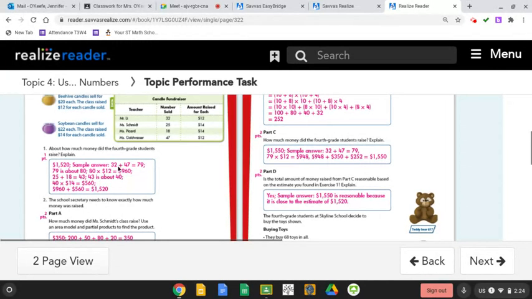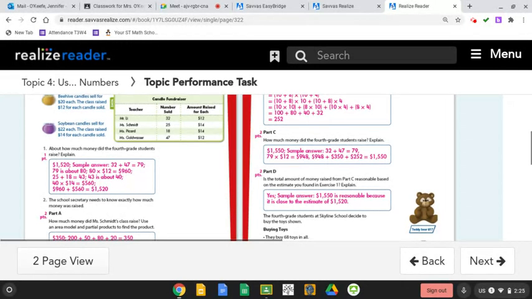They put together 32 and 47. So 32 from Mr. Lee, 47 from Ms. Goldwasser, and got 79. They rounded 79 to 80. And then they did 80 times 12. And the reason they put the 32 and 47 together, take a look here, is because they were $12 each. So they put the $12 together. So 80 times 12 was $960.